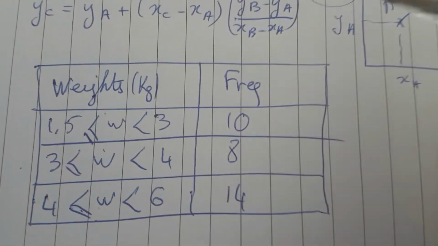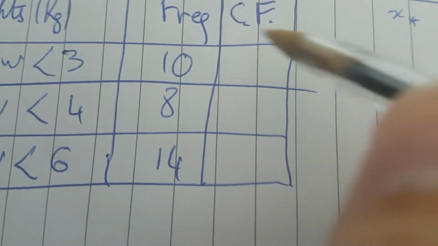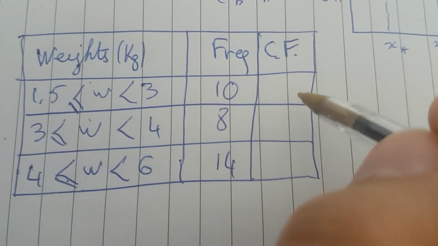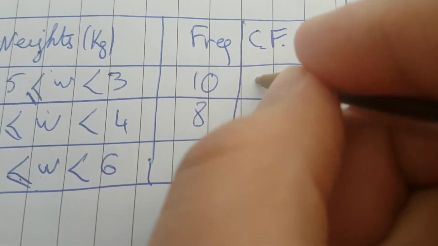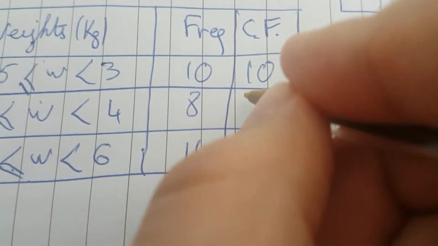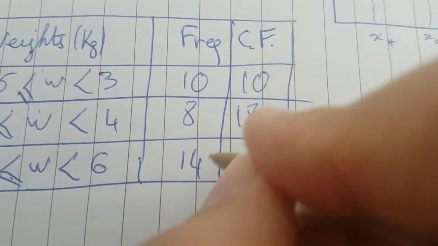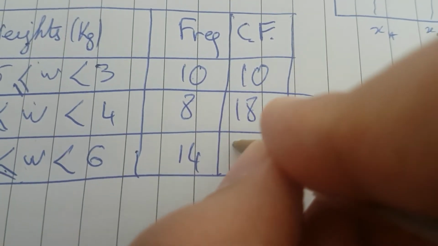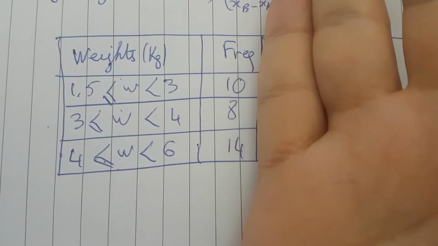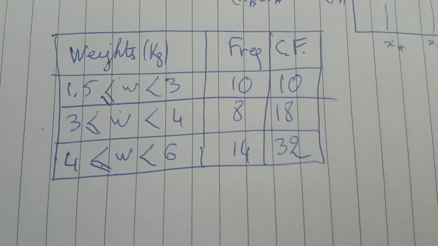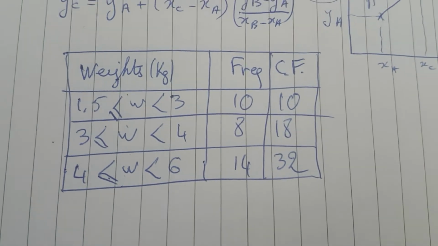So I'd like to add here at the side the cumulative frequency. Cumulative frequency means the frequency accumulated up to the end of this point. So here we have 10, then we add 10 to 8, we get 18, and 18 added to 14 is 32. Okay, so now we have this table. Sometimes they don't give you the cumulative frequency, sometimes they do. So we want to find the median. The question is: find the median.